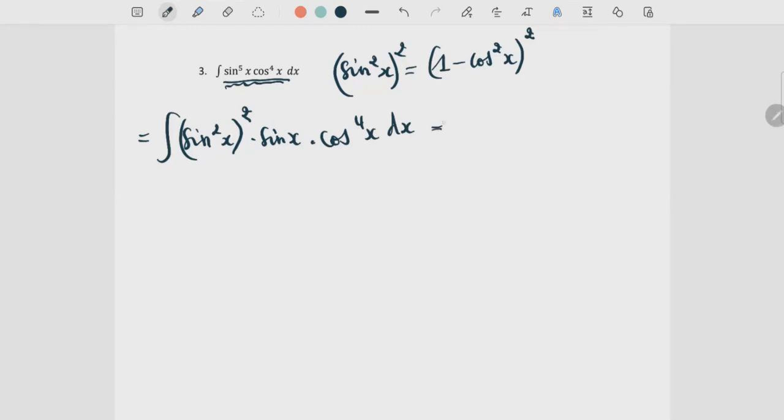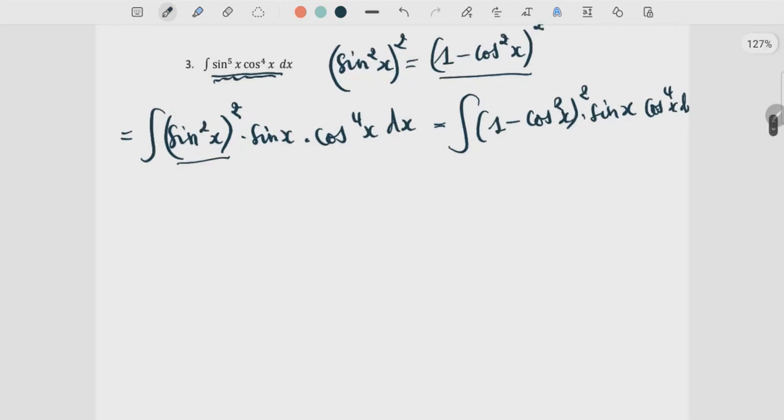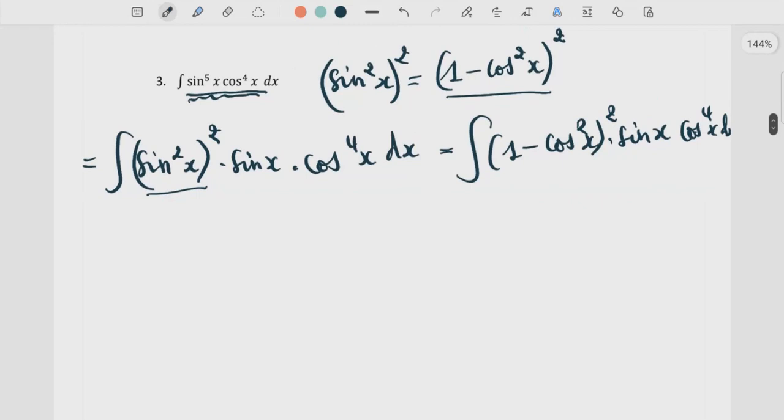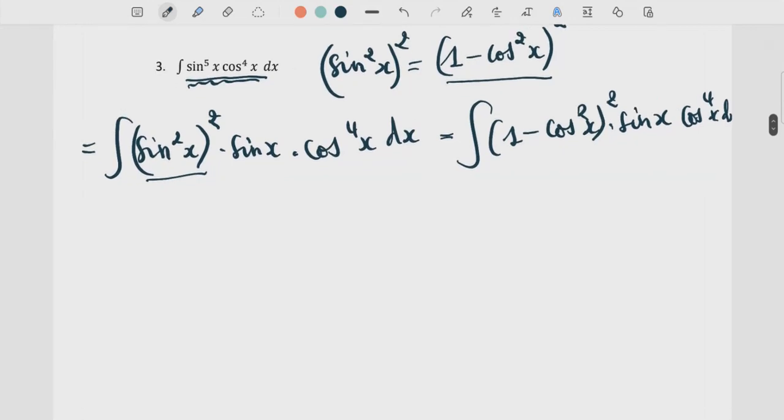Then you substitute this by the expression that we have there. So you have (1 minus cos squared x) squared multiplied by sine x cos to the 4x dx, right? So we have that. Next, we can simplify the expression further.